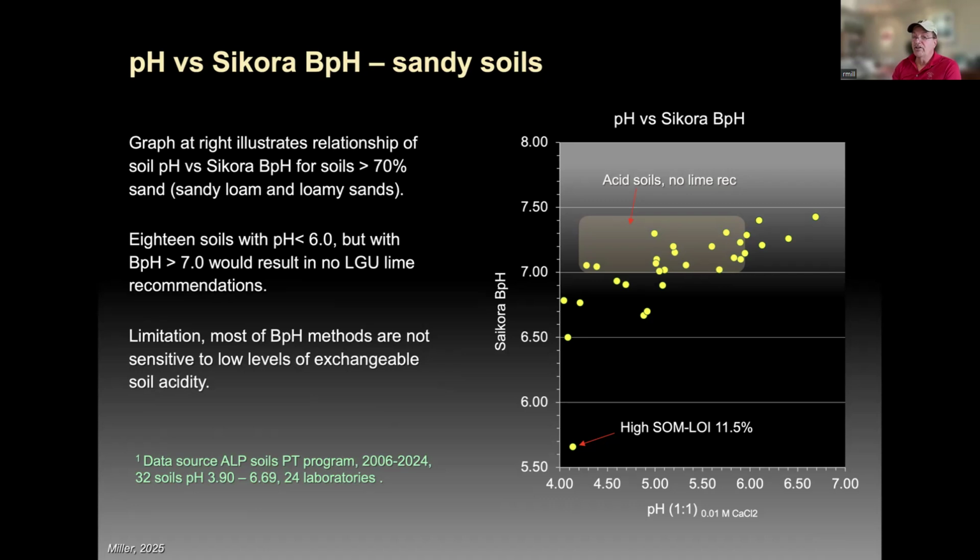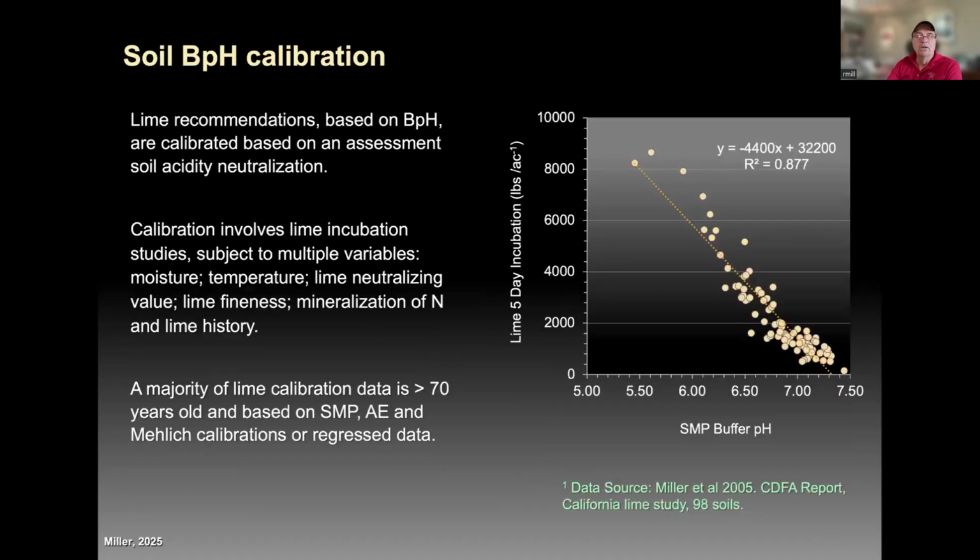Yet they can have very significant low pH values. So how do we calibrate these? This is a data set that I worked on back in 2006 and 2007. We had a grant in California. We had 98 soils in this data set. We did SMP, Woodruff buffer, Mehlich buffer, Adams-Evans. We did the 4 biggies.